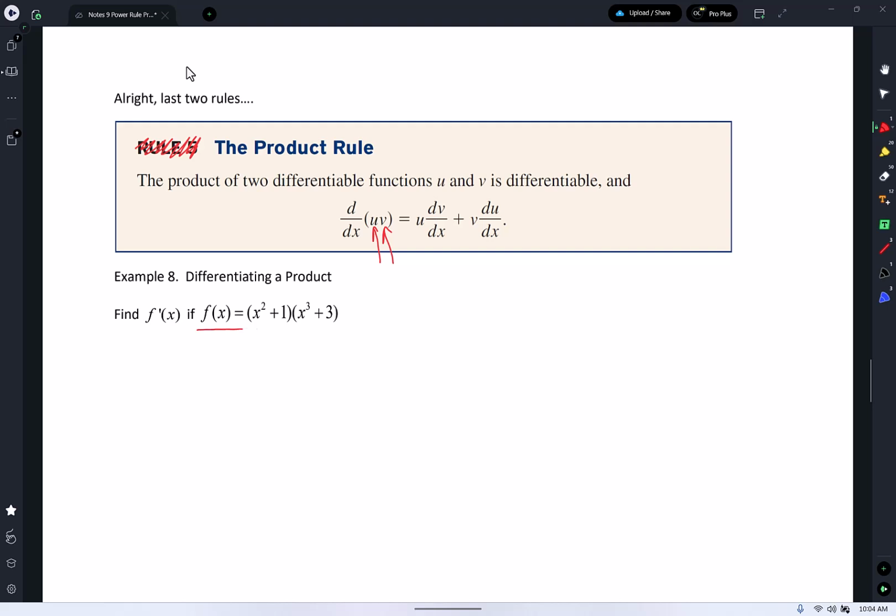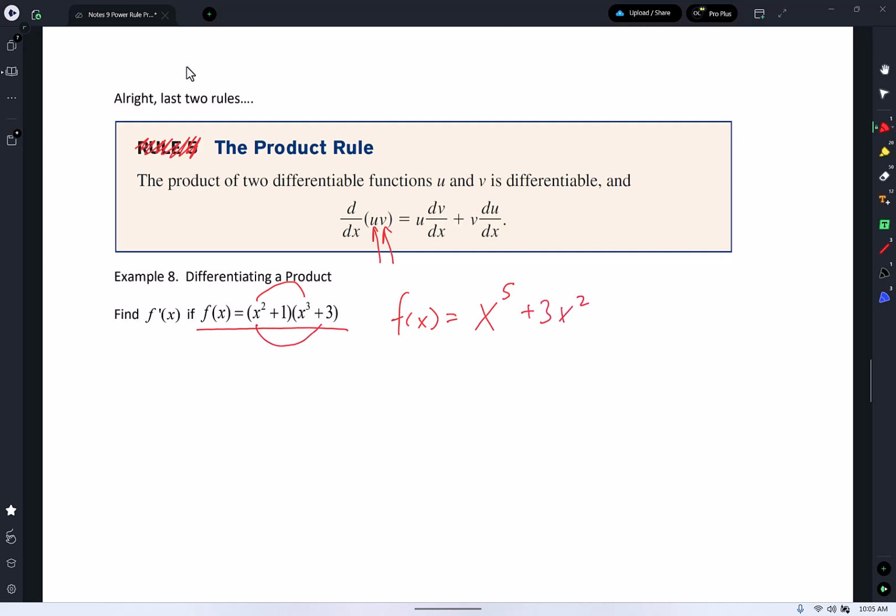I just write a function, and right now we just know power rule, right? So let's go ahead and FOIL this out, or multiply this, to see what this f of x is, so we can use the power rule. X squared times x cubed, that's x to the what power? 5th. You add the exponents. X squared times 3, that's 3x squared.